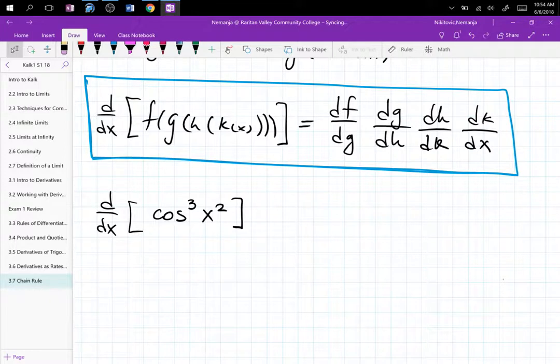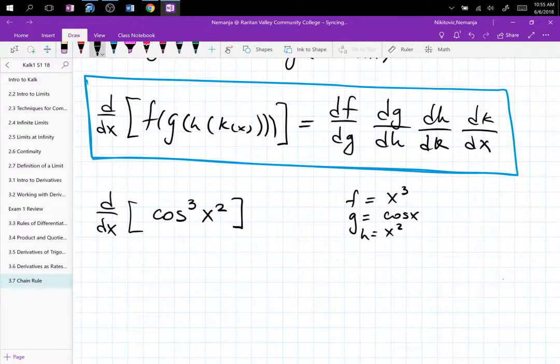How many functions do I have? 3. What is the most outer function? We'll call that f. X cubed, nice. What's the next one in? Cosine x, very good. And what's the last one? X squared, very good. Now, how do you check this? Well, you start from the bottom. Plug x squared for x, and you get cosine x squared. And then plug in cosine x squared for x in f, and you will get cosine cubed.